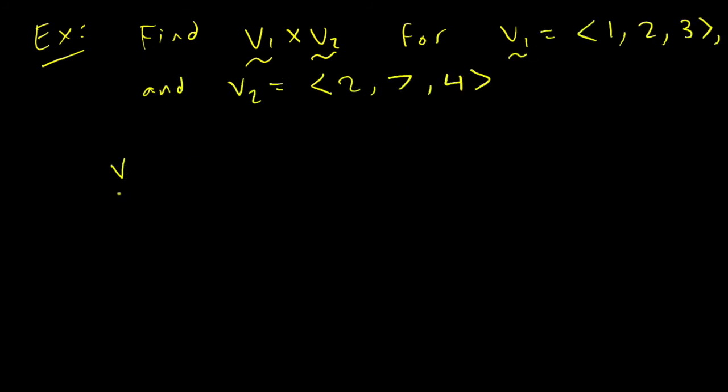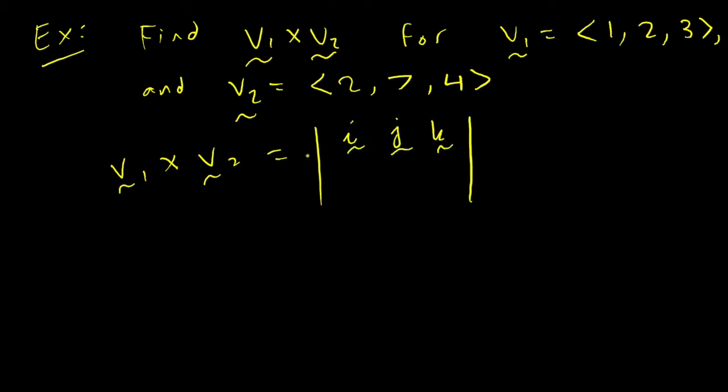So the cross product definition says that V1 cross V2 is the determinant of i, j, k; 1, 2, 3; and 2, 7, 4. I won't go into the details on how to get the determinant, but this is basically what it would look like. It's not very hard, so you can just Google it.